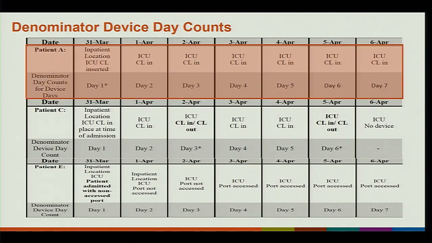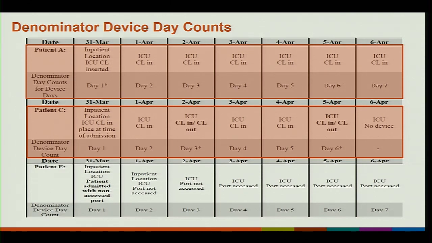Patient A has a central line inserted in the ICU. Because the central line was inserted in an inpatient location, day one will begin the denominator device day count. Patient A will have 7 denominator device days from 3-31 through 4-6.